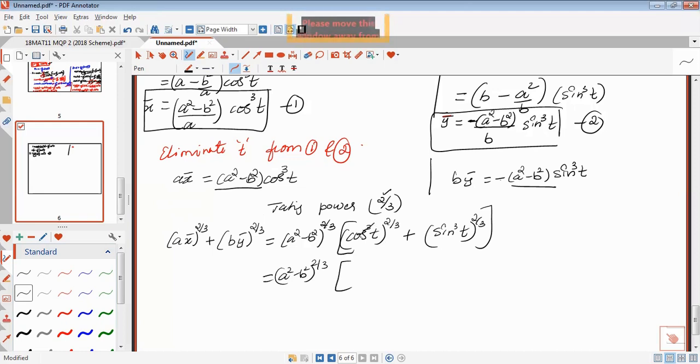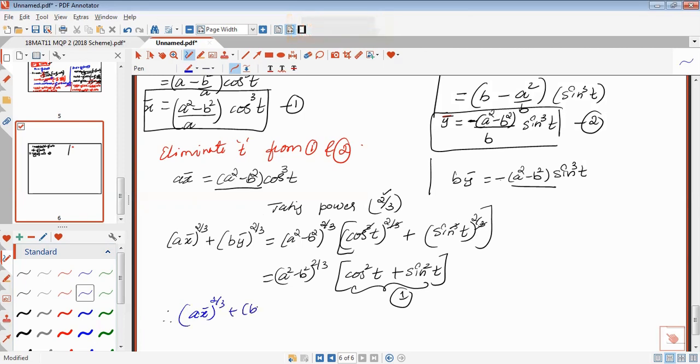Power 3 and 1 by 3 gets cancelled, so cos square t remains, plus again sin power 3 to the power 1 by 3 gets cancelled, so sin square t remains. And by the identity sin square t plus cos square t is equal to 1. Therefore a x bar to the power 2 by 3 plus b y bar to the power 2 by 3 is equal to a square minus b square to the power 2 by 3.